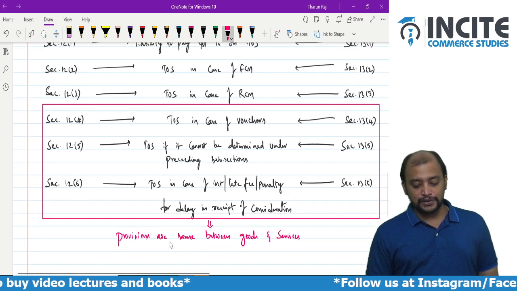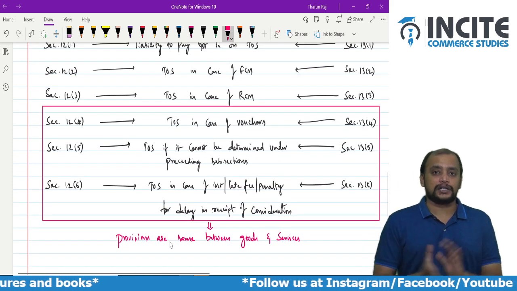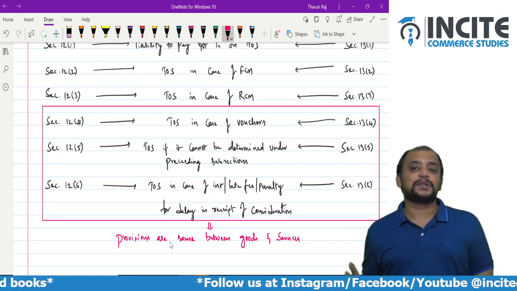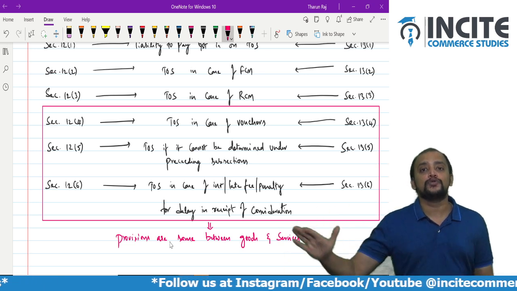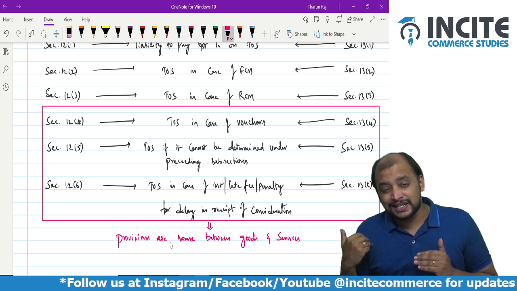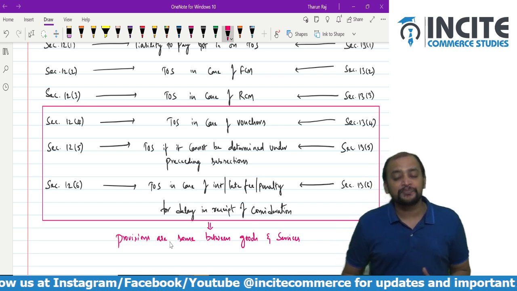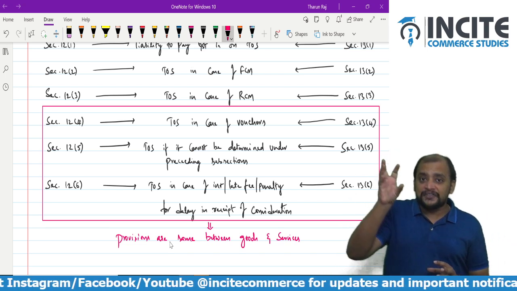That is with respect to time of supply, the arrangement of sections, I hope you got it. Subsection 2, FCM. Subsection 3, RCM. Subsection 4, vouchers. Subsection 5, if you cannot determine as per preceding subsections. Subsection 6, interest or late fee or penalty for delay in receipt of consideration. Now, I am starting with FCM.